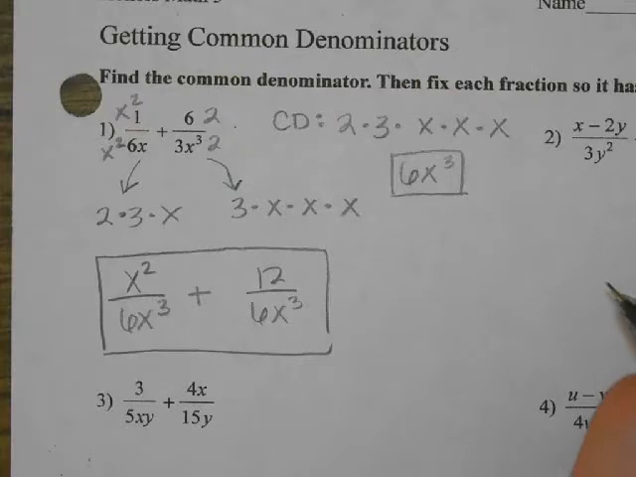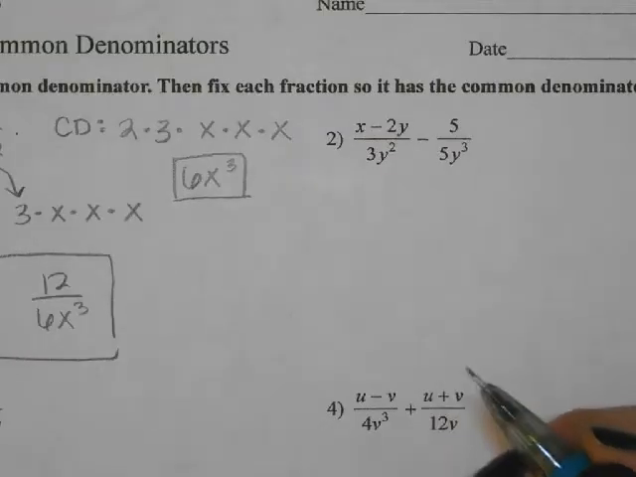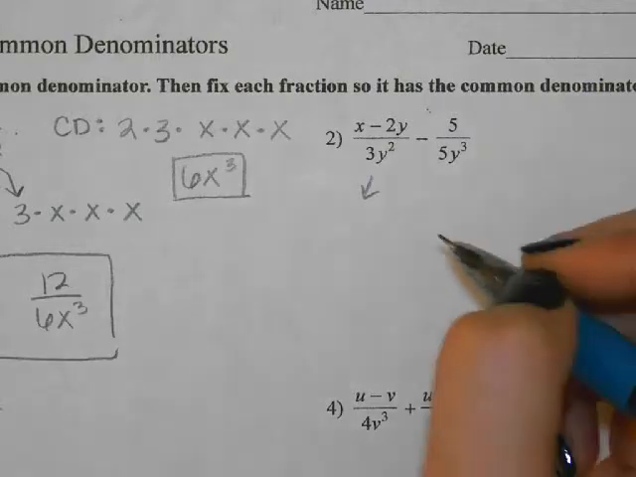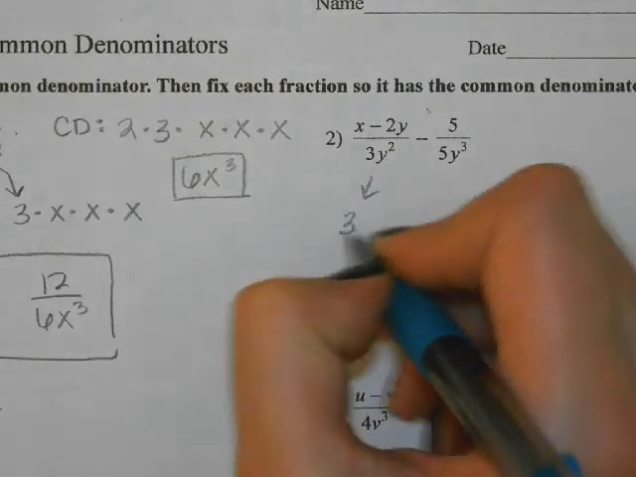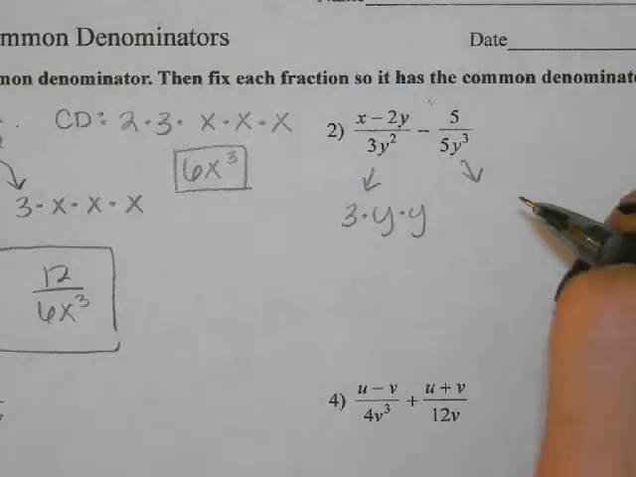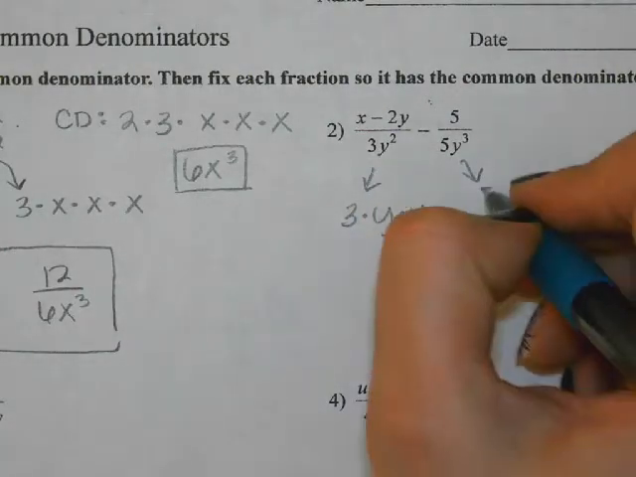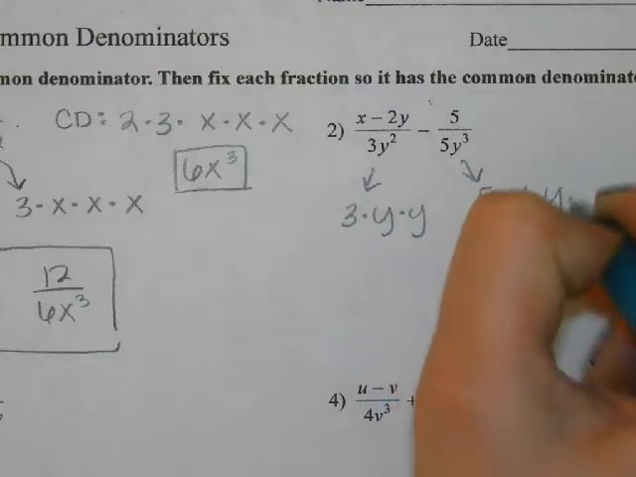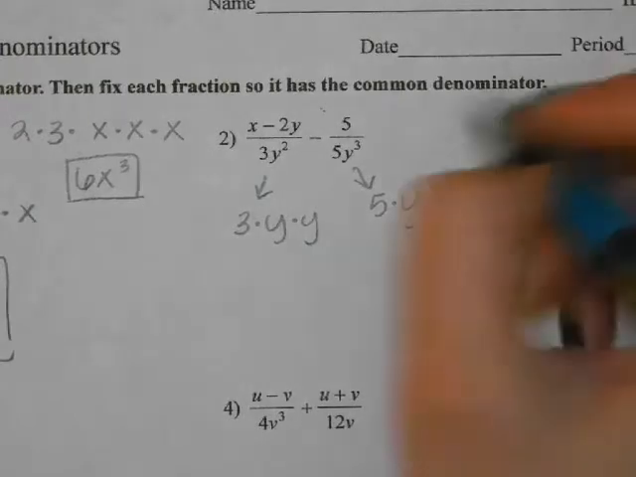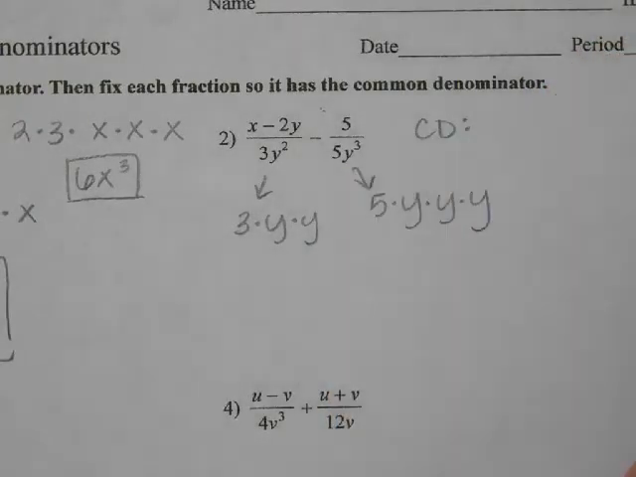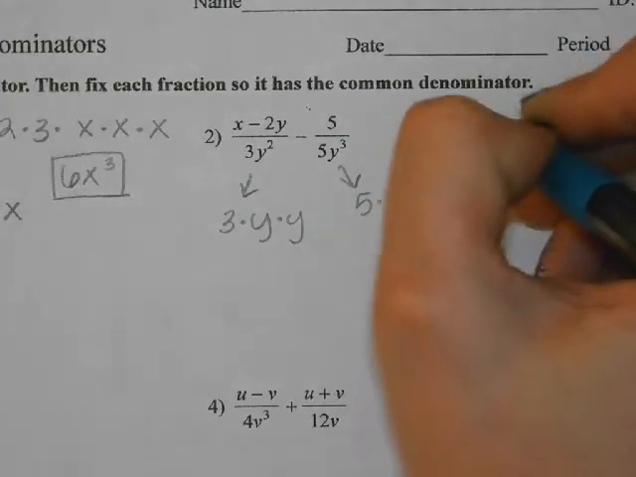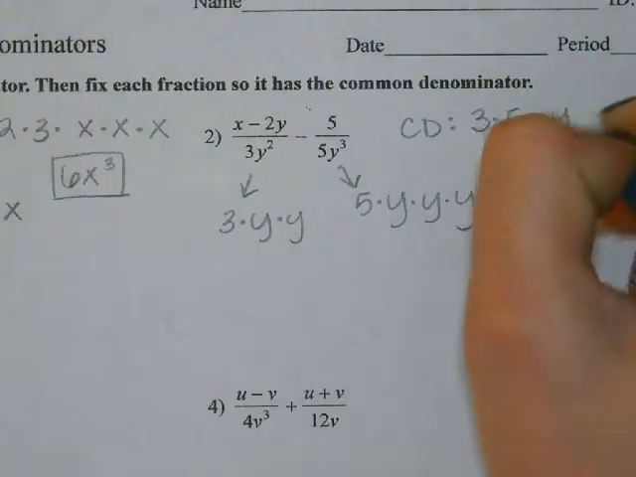All right, number 2. What do I get for the first fraction? 3 times y times 3y. What do I get for the second fraction? 5 times y. So what does the common denominator need? 3 of 5 and then 3 y's.